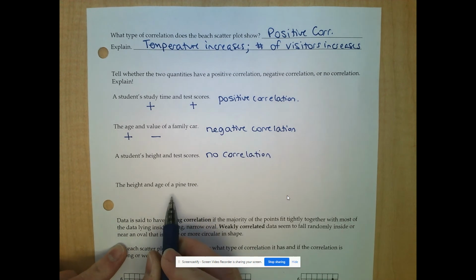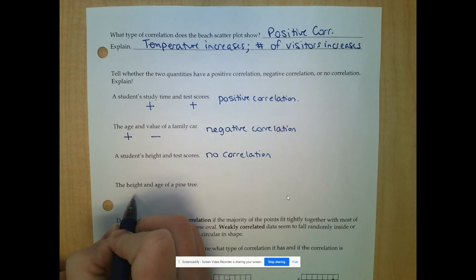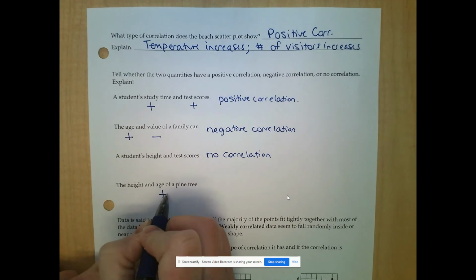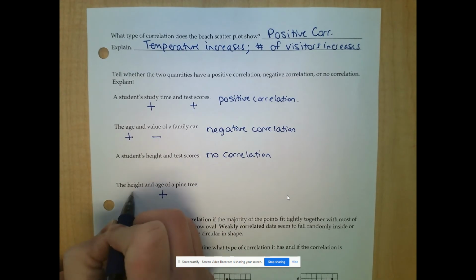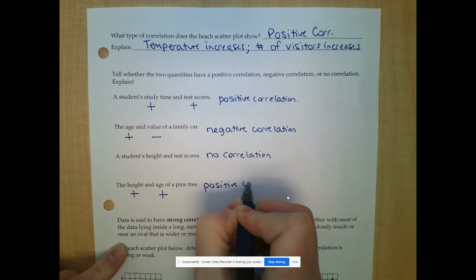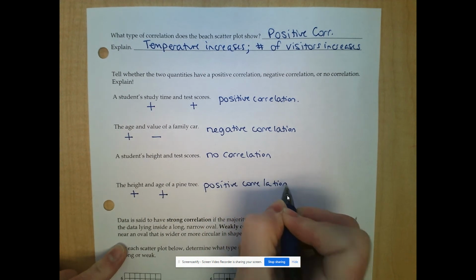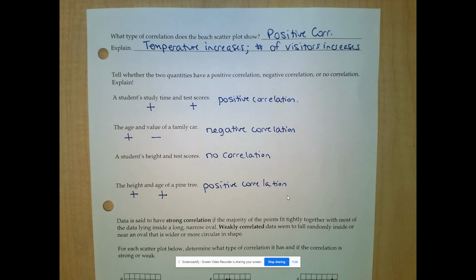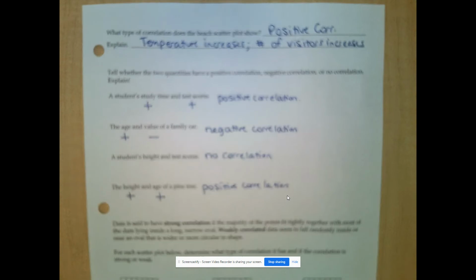And the height and age of a pine tree. As the age, now age would typically be considered the input, as the age increases, the height also increases. So this would be a positive correlation. And I usually do that with the plus and minuses. If they're the same, then it's positive, and if they're different, it's negative.